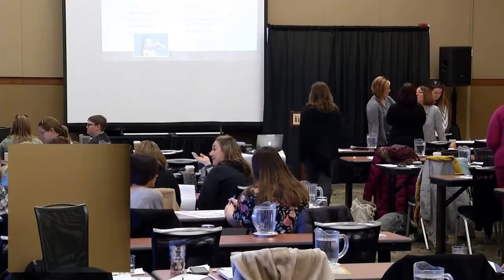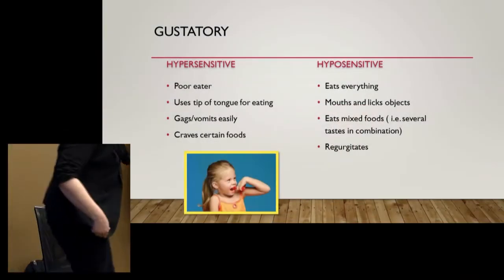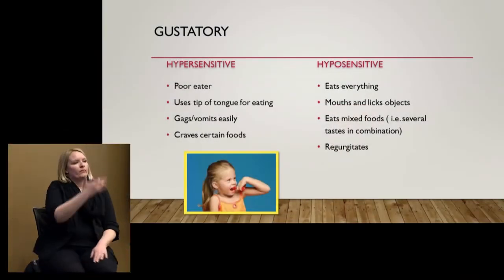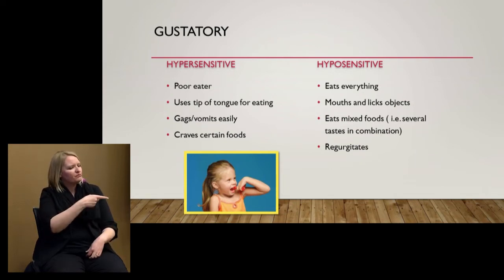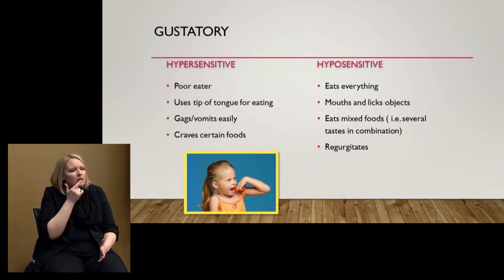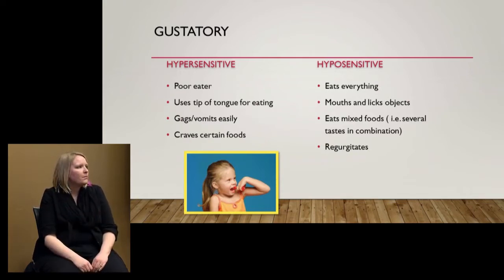Okay, let's move on. Hypersensitive, when we're looking at our taste, this could be your very poor eater, okay? Maybe they have limited foods that they will even try. They may use the tip of their tongue for eating. They may gag or vomit easily, or they may regurgitate, okay? So that's hypersensitivity. There's too much.